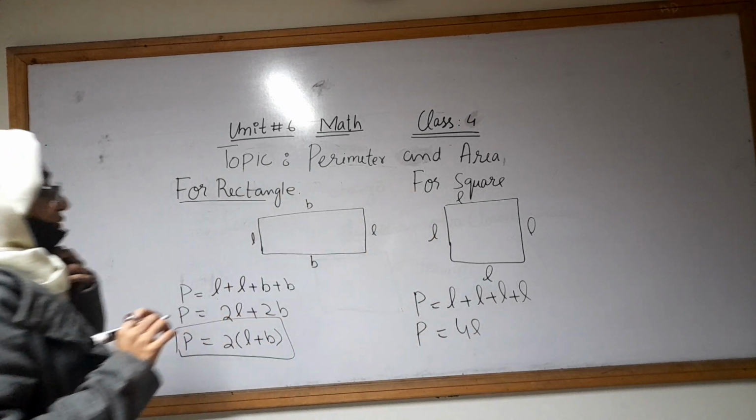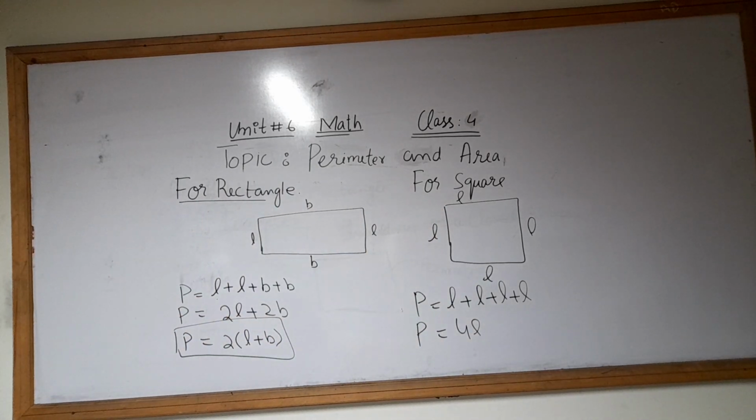So these are the two different formulas. For a rectangle, perimeter is equal to 2 bracket length plus breadth, and for a square, perimeter is equal to 4L. So when we calculate the perimeter of a rectangle, we will use the formula P is equal to 2 bracket length plus breadth, and to calculate the perimeter of a square, we will use perimeter is equal to 4L.